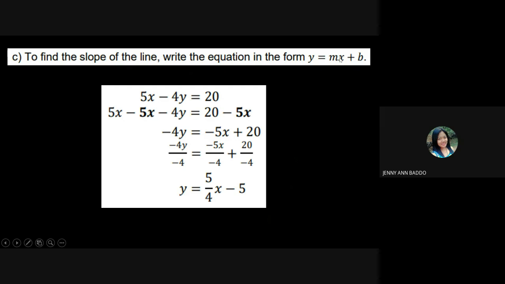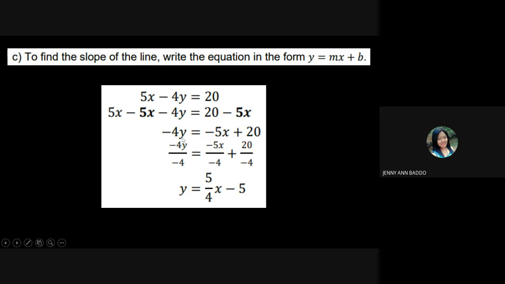But since we need the form y equals mx plus b, the term with the variable x must come first before the constant. So we will transfer or change their position. In changing positions, the sign will follow. So we have negative 5x plus 20.